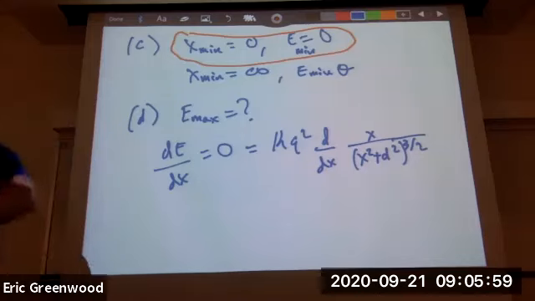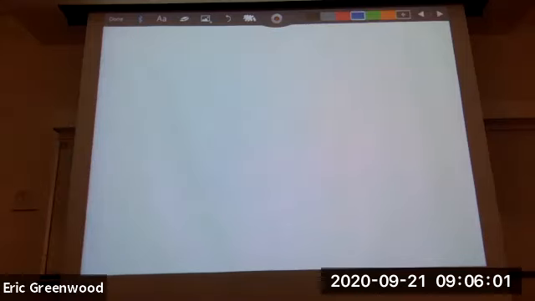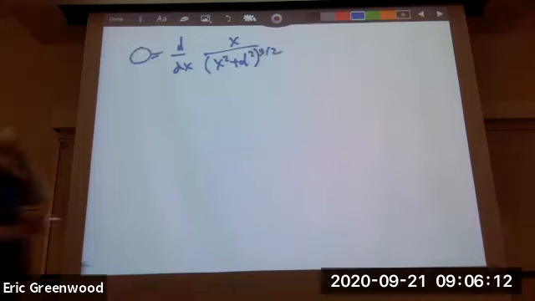Go ahead and do it again. Sounds good, Zach. So let's do it again. So let's do d dx of x divided by x squared plus d squared to the 3/2. And again, that's all equal to 0. Now, as I mentioned when we did this in class, never, never, ever do the quotient rule because it's pointless. Always do a product rule.